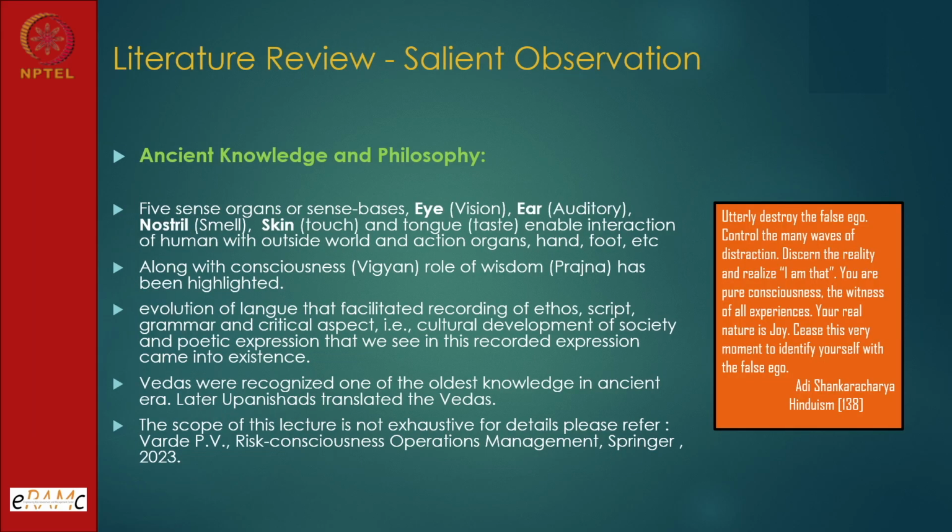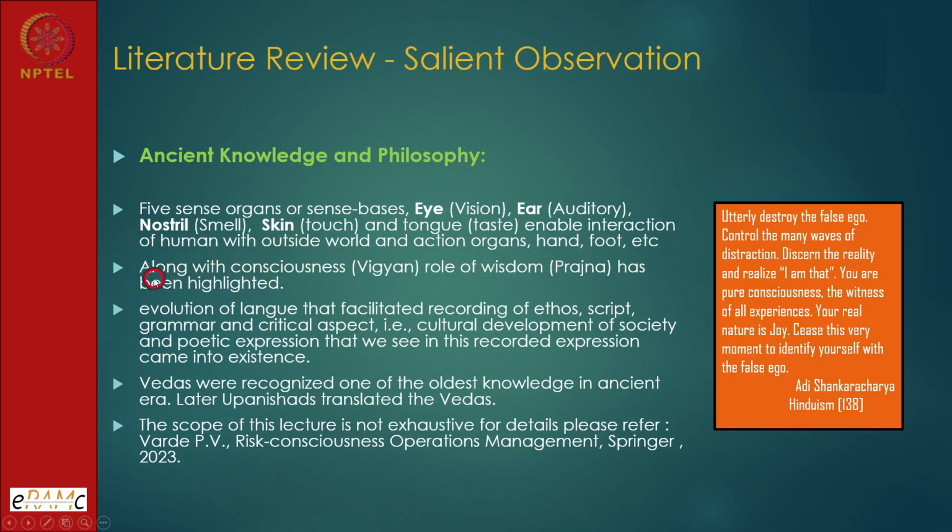Okay. So now, ancient knowledge and philosophy: after the body level, that is the physical level, there are sense organs. In fact, the Veda and Upanishad saw that there are 5 organs to interact with the outside world. There is the eye for vision, ear for auditory experience, nostril for smell, skin for touch, and tongue for taste. They enable the interaction of humans with the outside world.